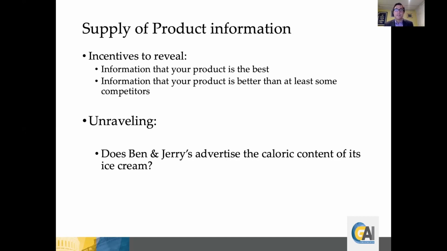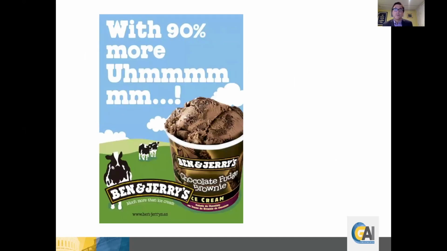So let's give an example. Do you think Ben and Jerry's advertises the caloric content of its ice cream? Well, let's see. No, not surprising. This is an advertisement for Ben and Jerry's. What do they advertise? The fact that it's delicious. 90% more and those happy cows in the background. So they're not going to advertise how many calories they have. What do you assume from that?